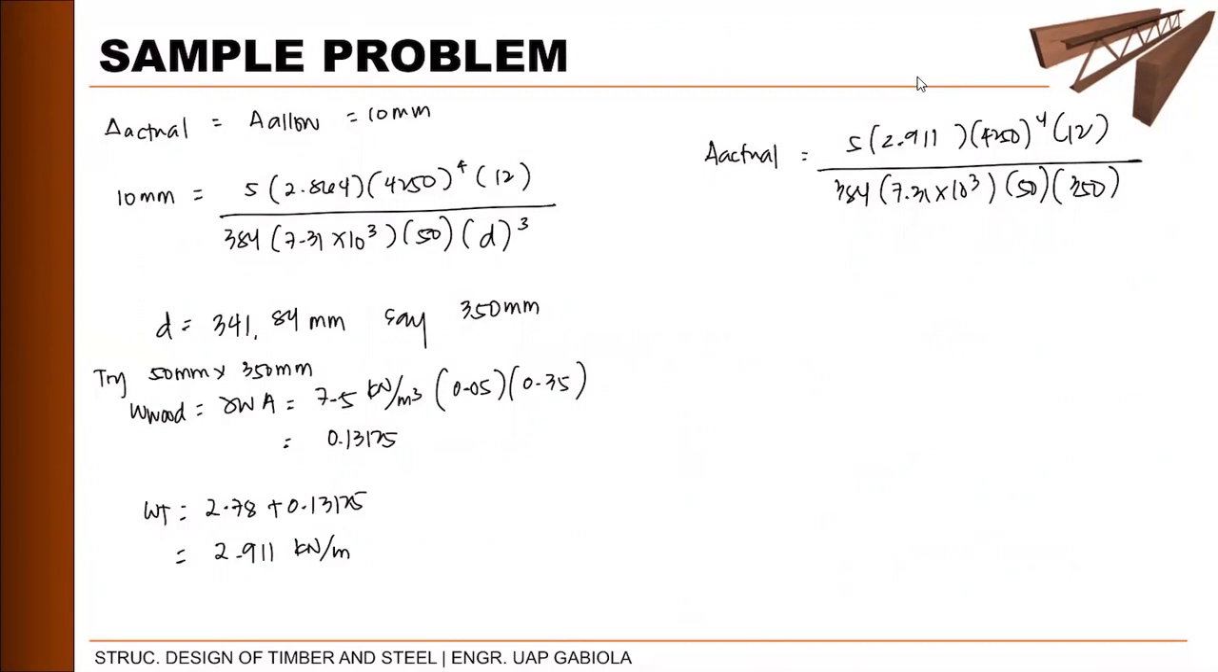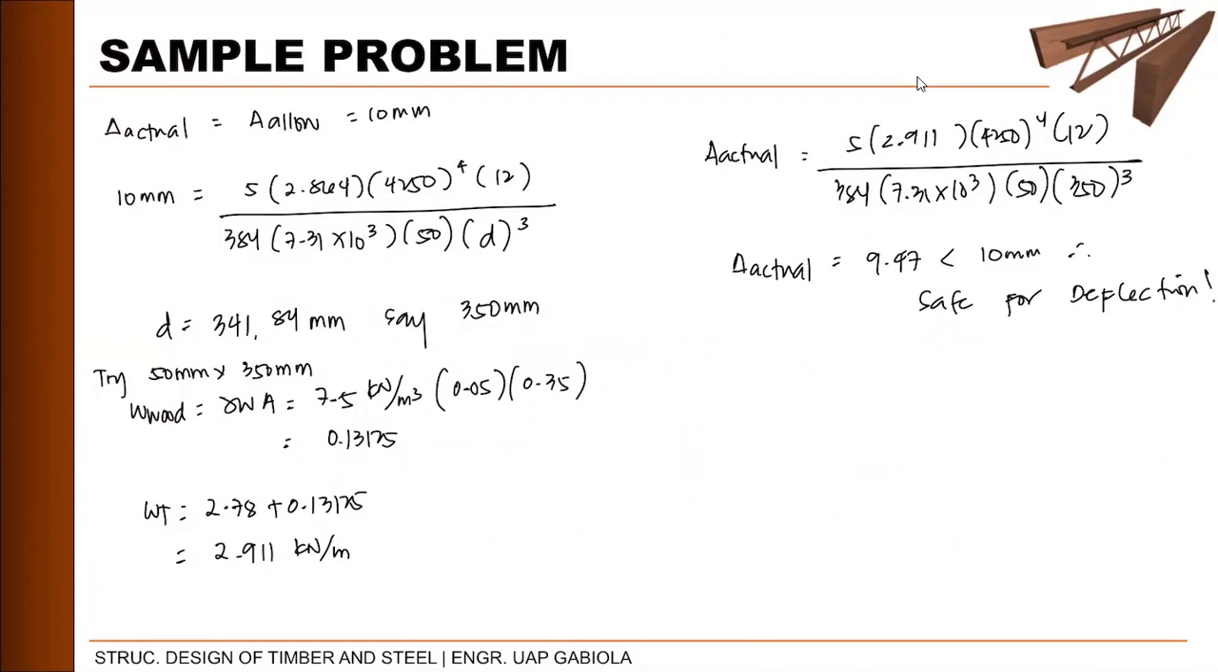Okay, that will be equal sa, actual deflection now will be equal to 9.47, which is less than dun sa 10 mm natin. Therefore, safe for deflection. Okay?